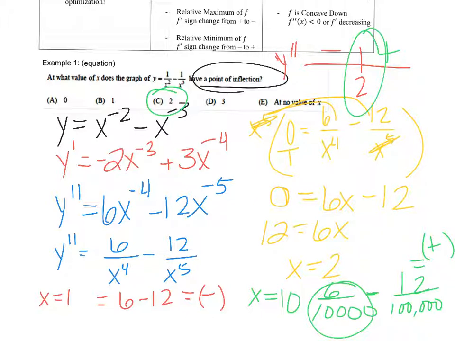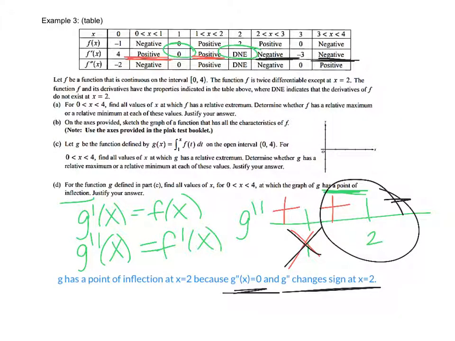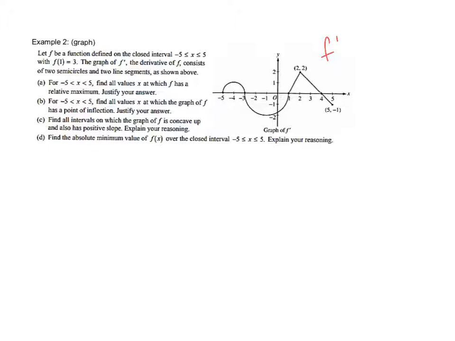Let's try another example. This example is for a graph. So remember, it could be an equation, a graph, or a table. But all the vocabulary is going to still point you in the same direction. So let f be a function defined on this closed interval from -5 to 5 with f of 1 equals 3. The graph of f prime, the derivative of f, consists of 2 semicircles and 2 line segments as shown below or above. So this is f prime. Important to note what you're looking at.